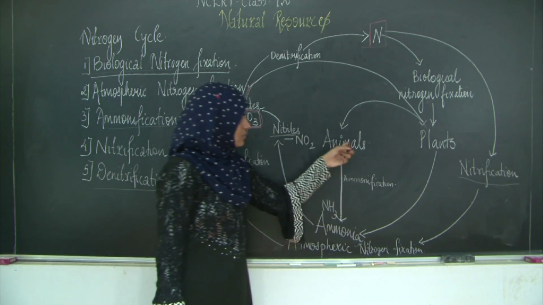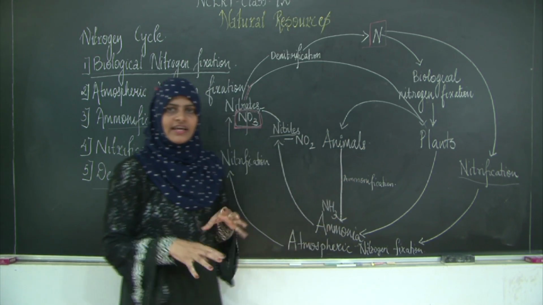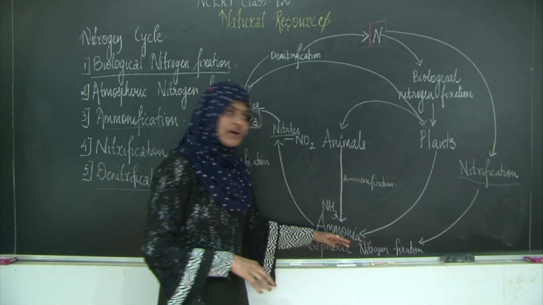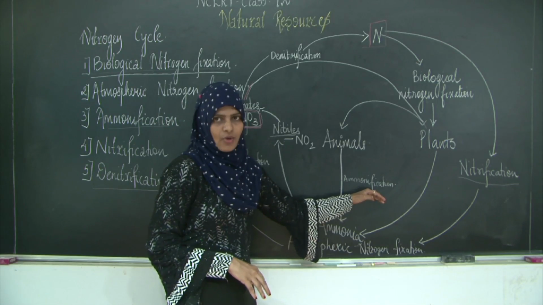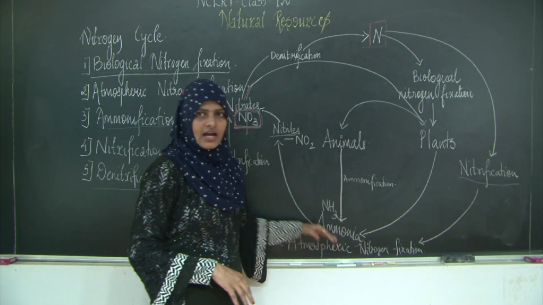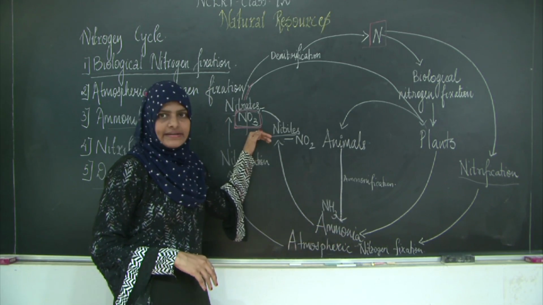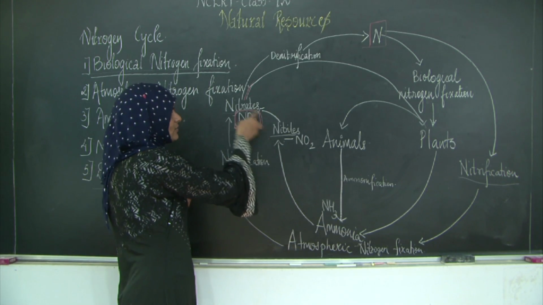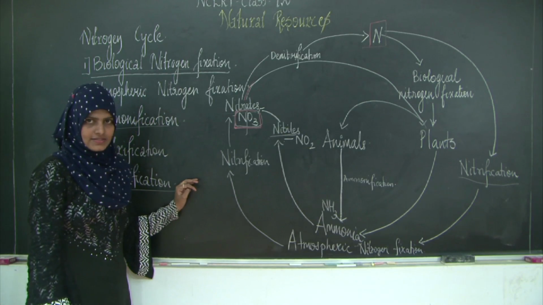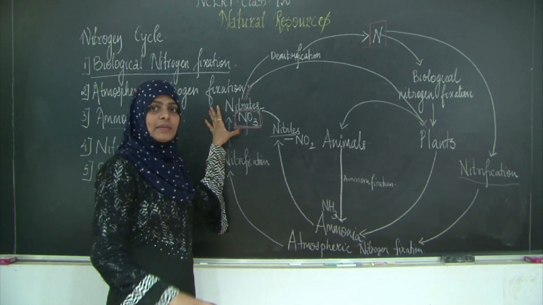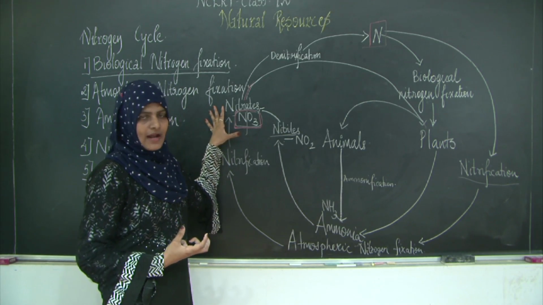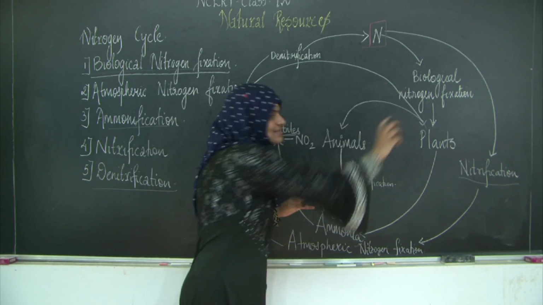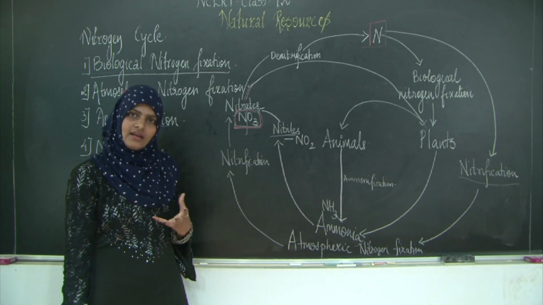Okay. Now this plant and animal, whenever they die, the dead and decay, or even the waste of plant and animal, are in the form of ammonia. So that process is ammonification. This ammonia will get converted into nitrites by nitrifying bacteria. Okay. And this nitrite will again get converted into nitrates. The nitrates can be easily absorbed by the plant. So all plants except the leguminous plants will take these nitrates as the source of their nitrogen.